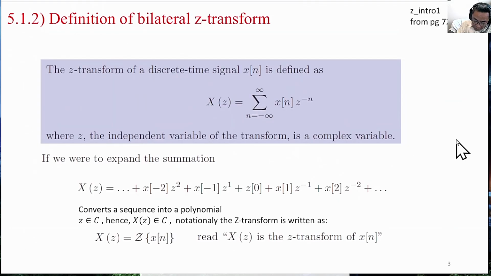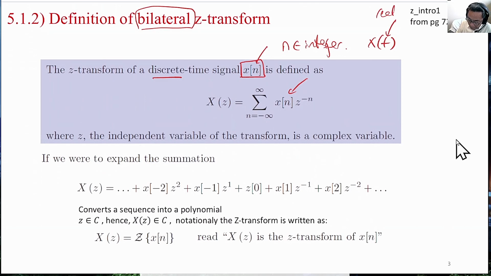Let's now define the bilateral Z transform. The bilateral Z transform takes the input signal x[n], which is discrete time. So n belongs to integer and nothing in between. It's not like x(t), where t is a real number. Now, to perform Z transform, we use this equation, and then we'll get X(z). So it takes a sequence of numbers and just appends it with z to the power of minus n. So what is z? z is a complex number.